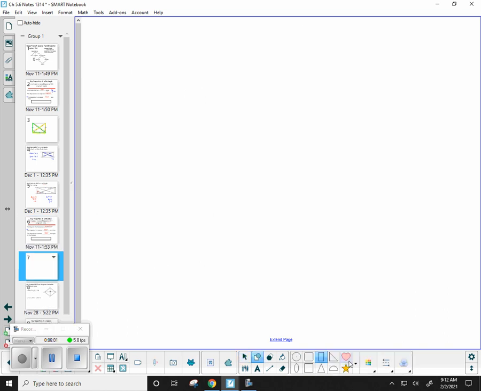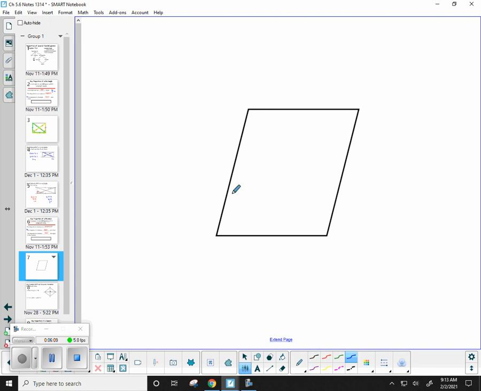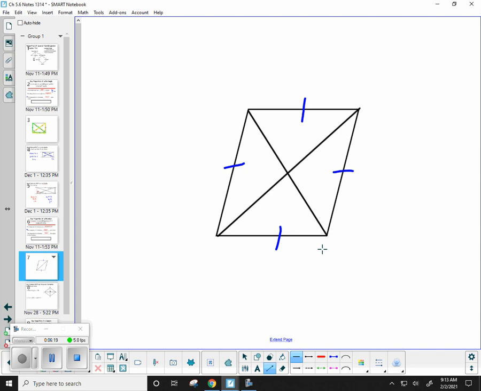So let's go ahead and make ourselves a rhombus. Now remember, because it's a rhombus, we have 4 congruent sides. I'm also going to draw in my diagonals. Now, because this is a parallelogram, I know that the diagonals bisect each other. What I want you to notice is we actually have 4 congruent triangles here, and that's just by side, side, side.